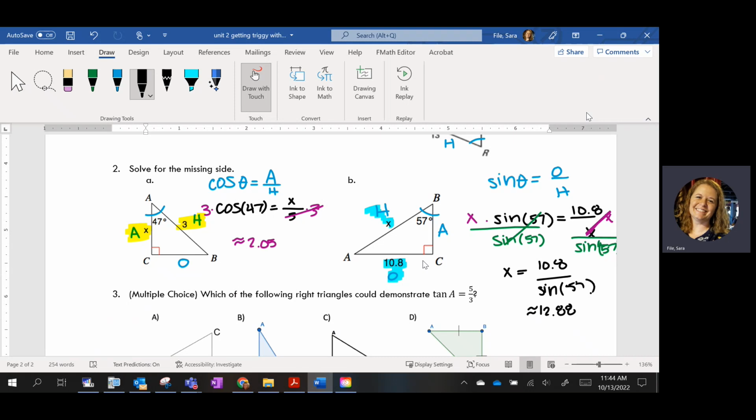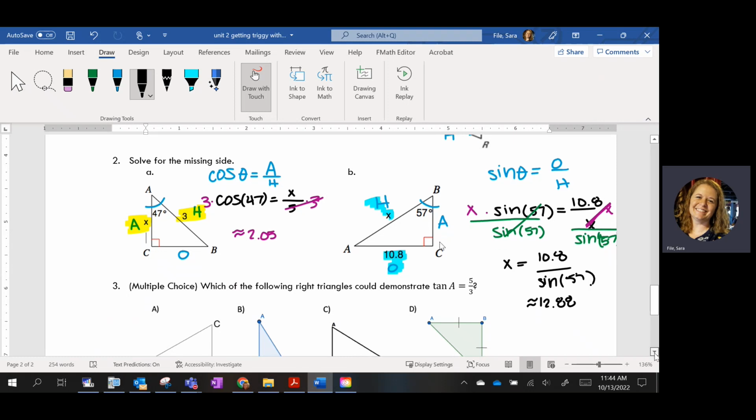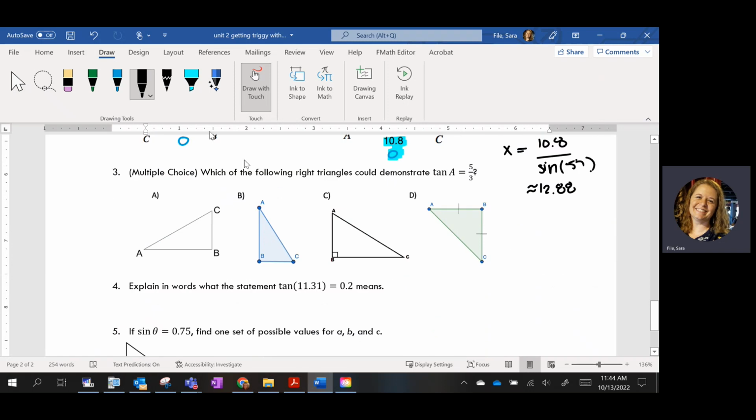So you check for the realisticness, does your answer actually make sense? Now in number 3, this is just a multiple choice. They're saying which one of these could represent tangent of A is 5/3. So remember, what's the tangent ratio? Opposite over adjacent. So what they're telling you here is that 5 is the opposite and 3 is the adjacent. So they're saying, I'm going to go, gosh.